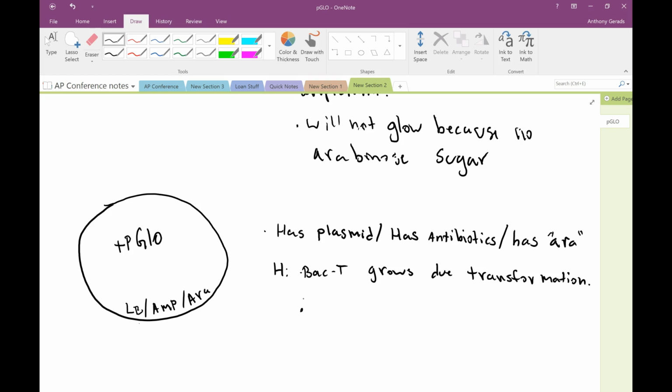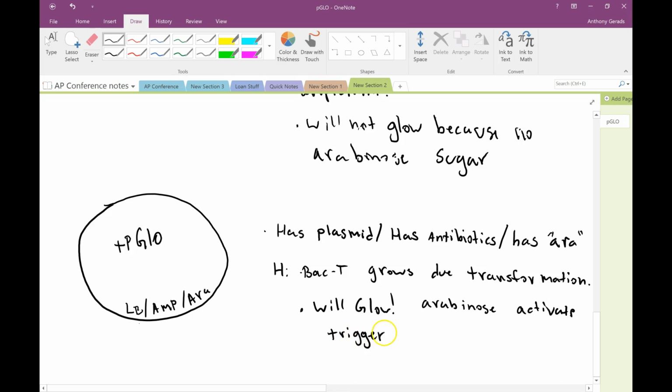Will it glow though? Yes, it will. Why? Sugar. So, will glow. The sugar, arabinose, I'm probably misspelling that, activates the trigger for the glow factor gene. So I'm just going to put GF gene. Cool story, bro. Now it's pretty sweet. You're going to sound like brilliant little niños.